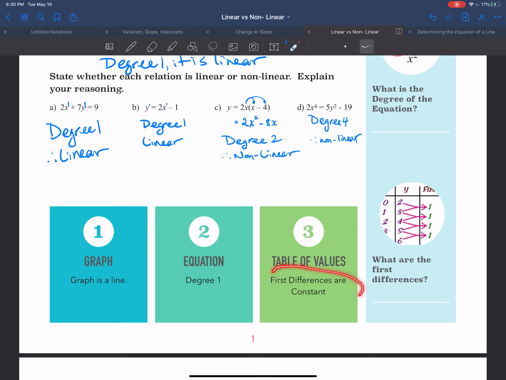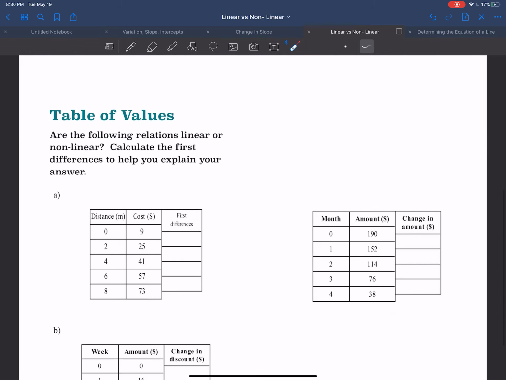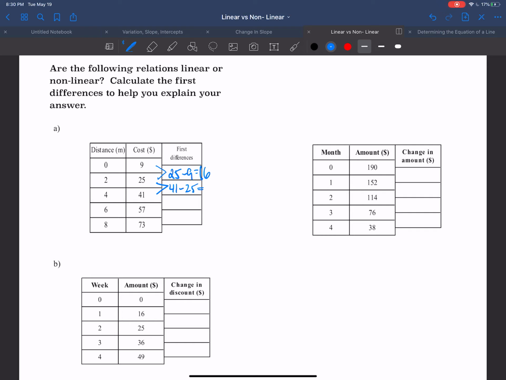If it's a table of values, what we're looking for is that the first differences are constant. So let's see. Table of values. If we calculate our first differences, and remember what you're doing is taking the second value and subtracting the first one. So 25 minus 9 is 16. 41 minus 25, also 16. And 16, right, all the way down. So that means it's linear. The first differences are constant, the first differences are the same, so it's linear.